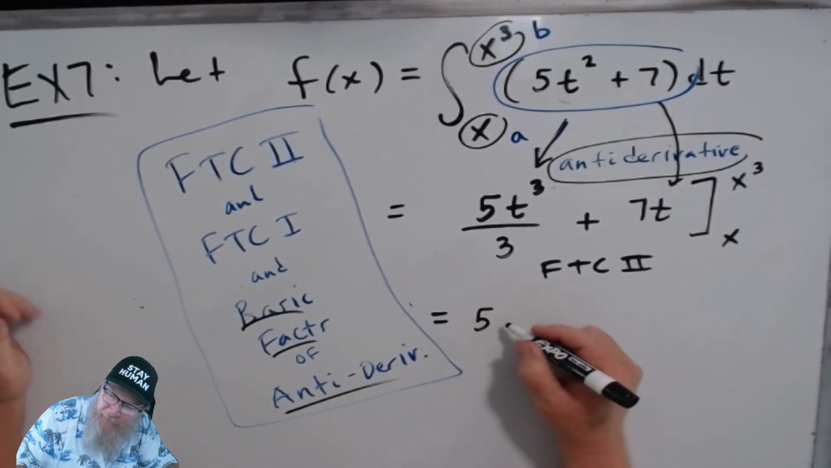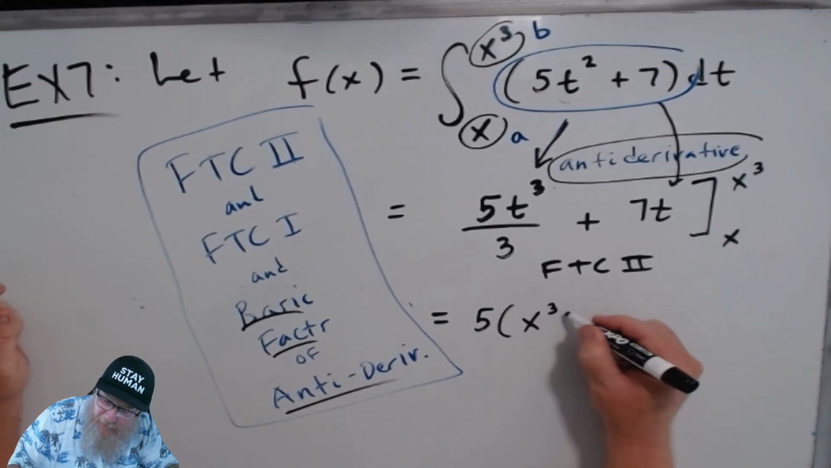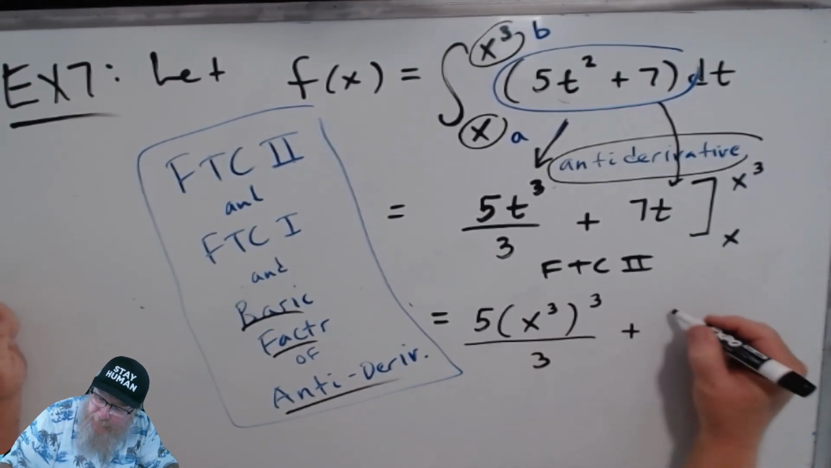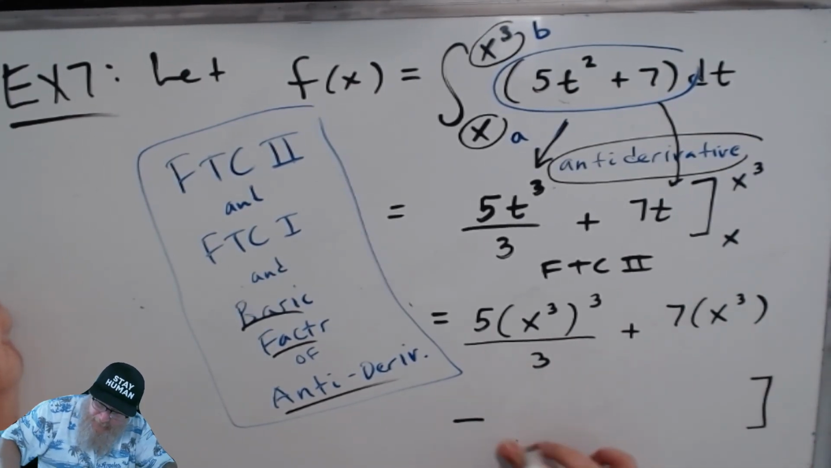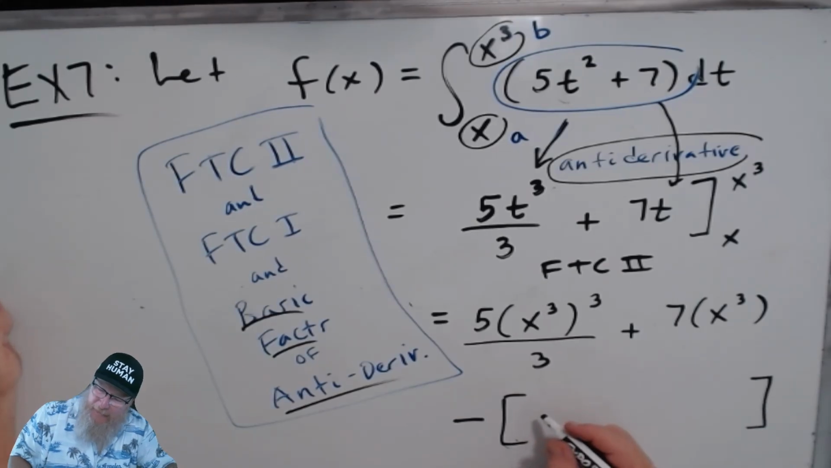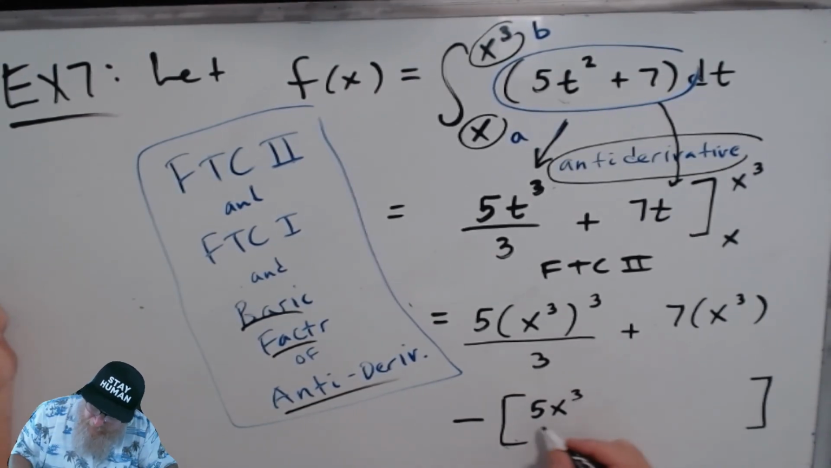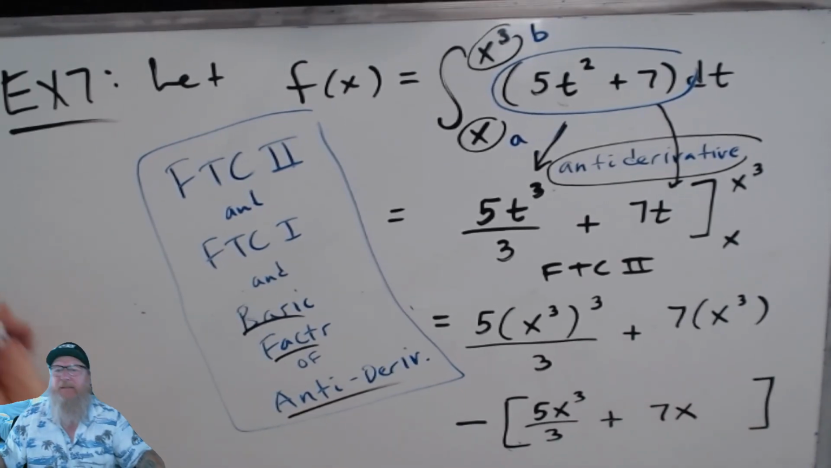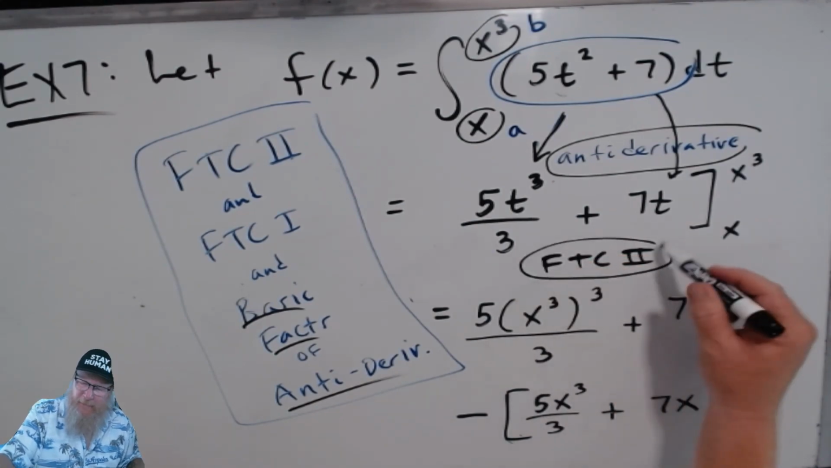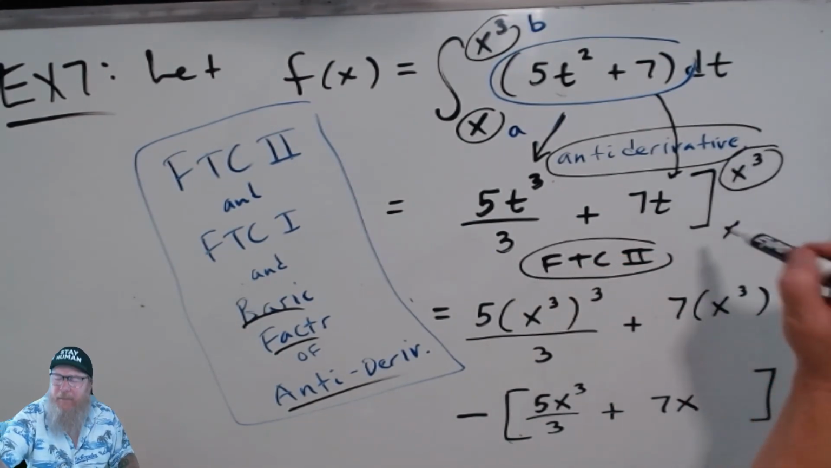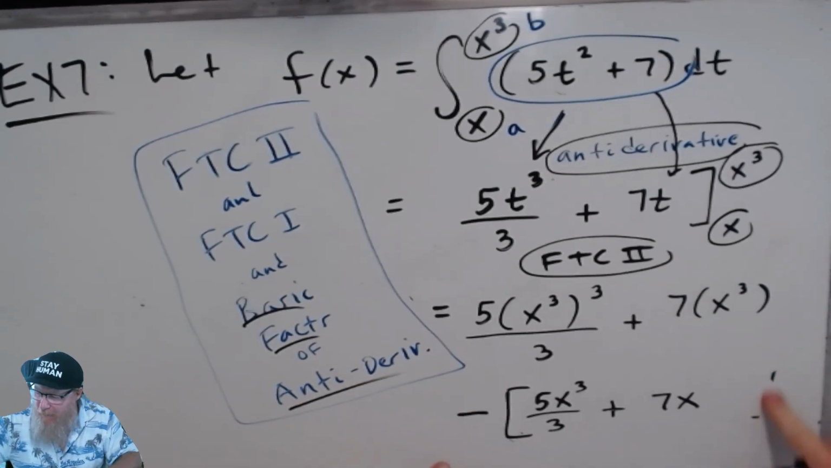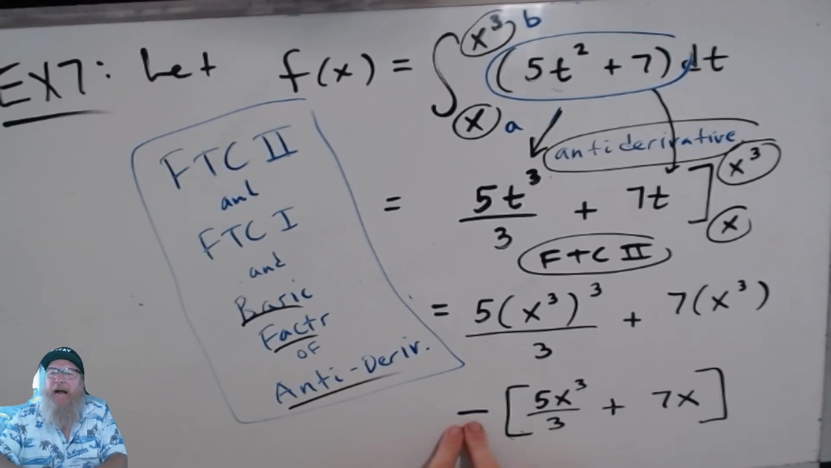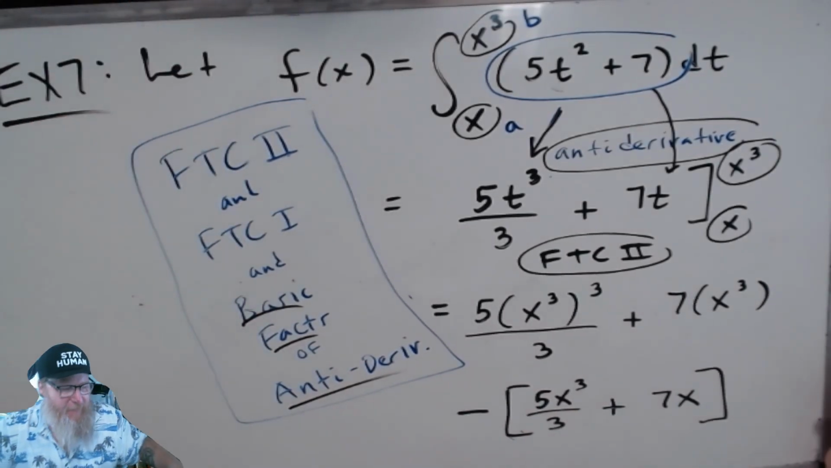So you get 5x to the third over 3 plus 7x to the third, minus, use some extra brackets, 5x to the third over 3 plus 7x. So you do F of B, you plug that in first, that's the upper bound, minus you plug in A, the lower bound, the lower limit, and then you use some kind of parenthesis or bracket. It really doesn't matter, to make sure that that minus is affecting the entire second half of the expression.